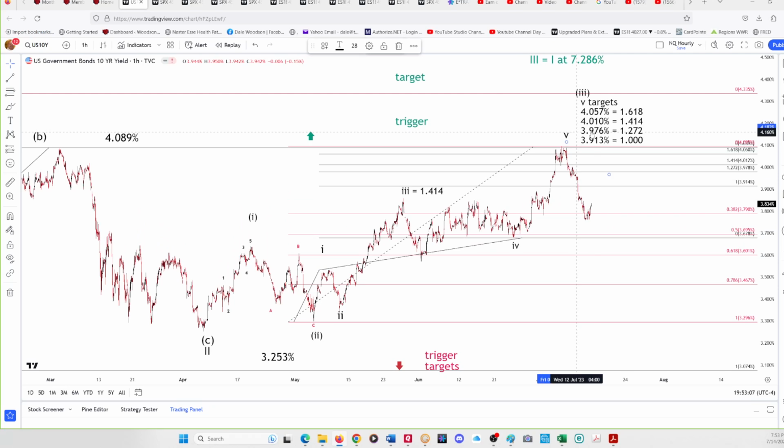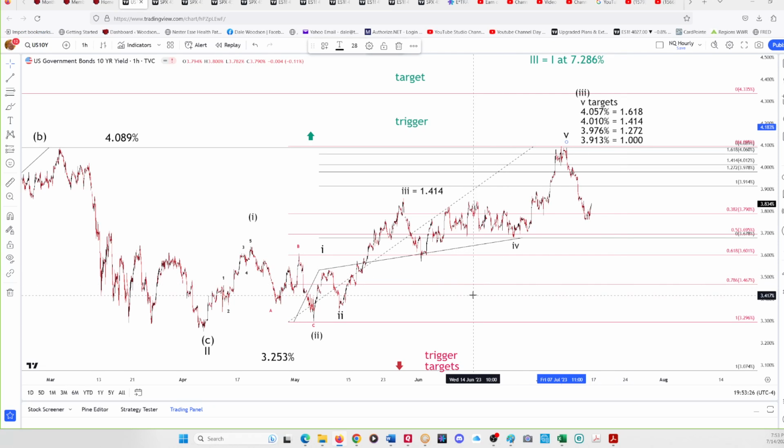Okay, so we actually need to see a correction of that 5 wave rise, and that's in the red here. You can see the 382 is at 3.790, and it went down and touched just below that. The 50% is at 3.695. The 618 is at 3.601.